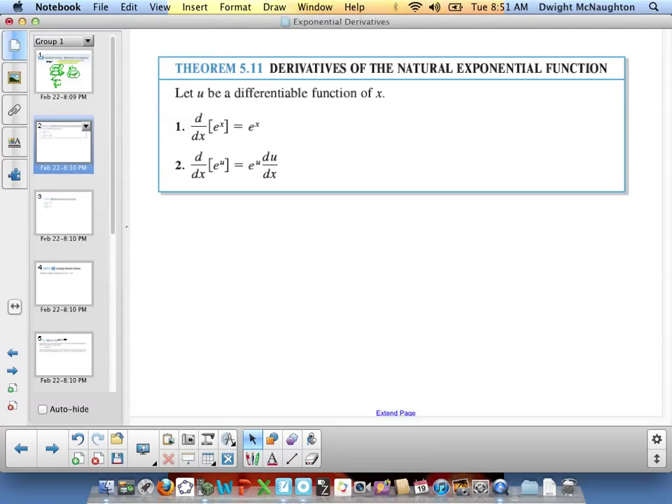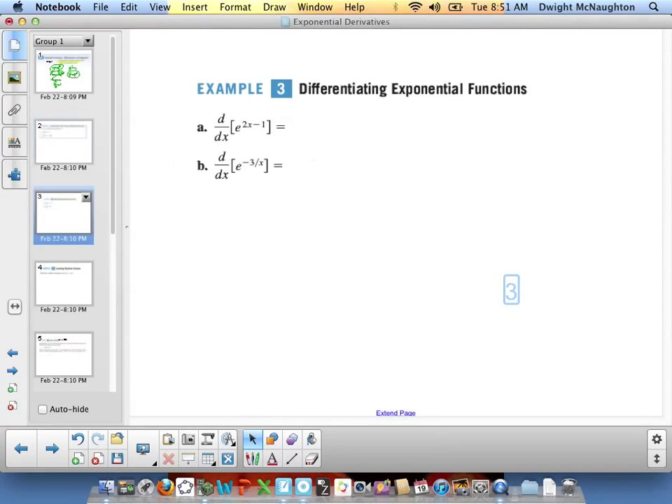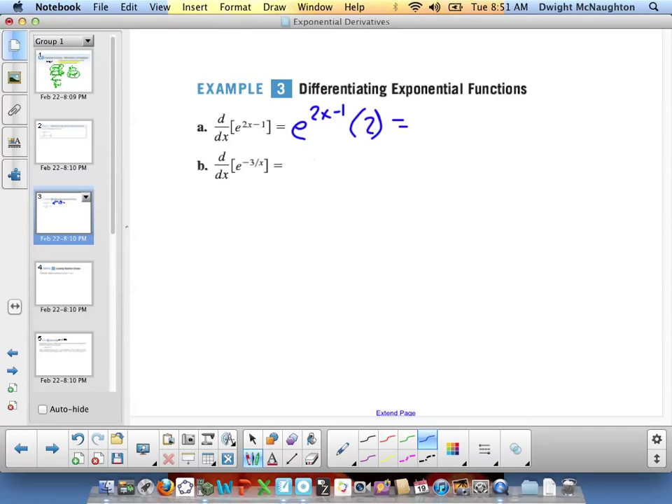All right, so let's use this. Let's do a couple problems. Let's find the derivative of e to the 2x minus 1. All right, since it's e to something, it's going to be e to whatever it is, because e to the x is e to the x. There's something up there. There's a function in the function, so we've got to apply the chain rule. Derivative of 2x minus 1 is 2. So the derivative of e to the 2x minus 1 is 2e to the 2x minus 1.